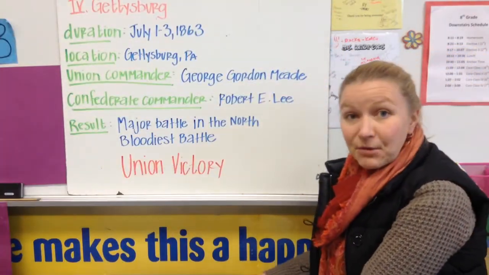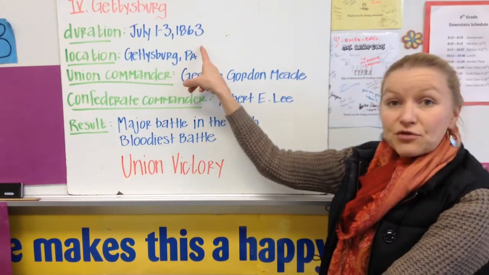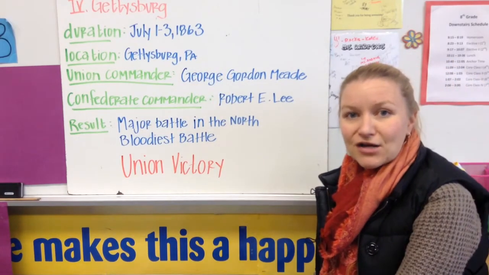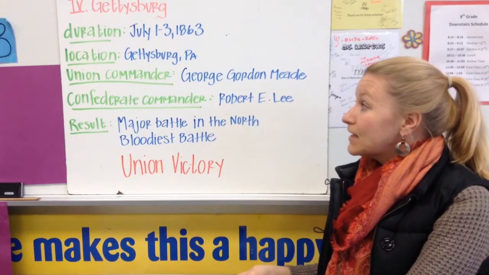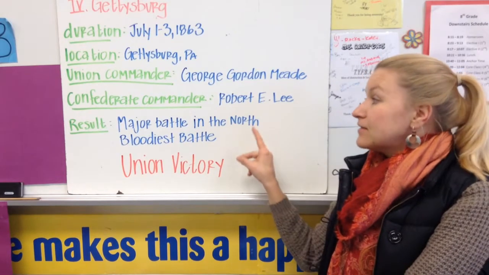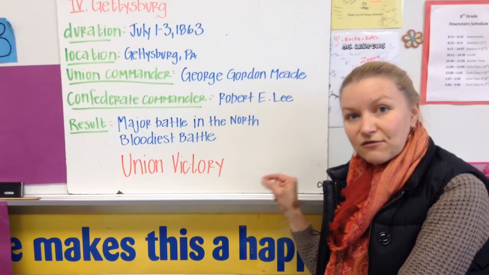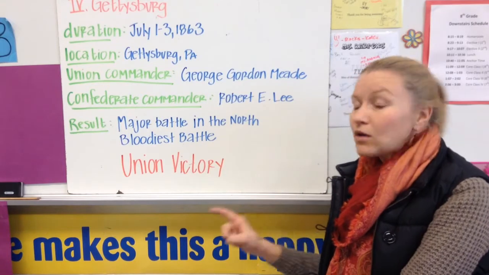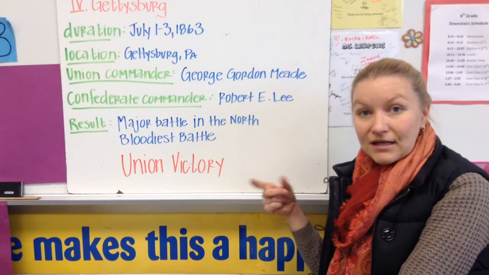Last one is Gettysburg, probably the most famous of the Civil War battles. July 1st through 3rd of 1863. It's one of the few battles that we've talked about that was actually fought up in the North. Union commander was George Gordon Meade. The Confederate commander, Robert E. Lee, who we talked about. This was a major, major battle in the North. It was also one of the bloodiest battles of the Civil War. We talked about Antietam being the bloodiest single day of the Civil War, but overall, Gettysburg kind of takes the cake as being the most bloody of the battles.